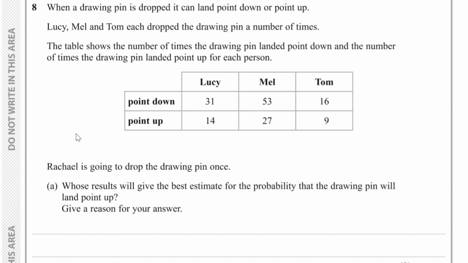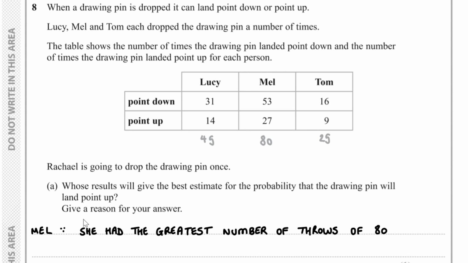Well, if we take a look at how many points up we get for each person, what we can do actually is find out the total number of throws each person had. 31 plus 14, that's 45. 53 plus 27, that's 80. 16 plus 9, that's 25. And therefore what we can see, Mel will give the best estimate because she had the greatest number of throws of 80.